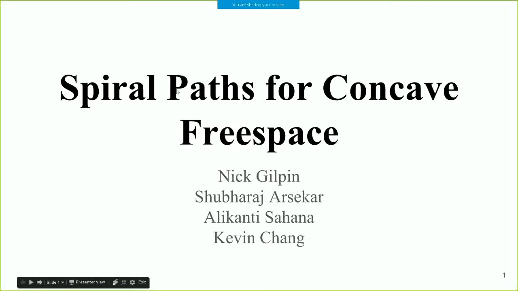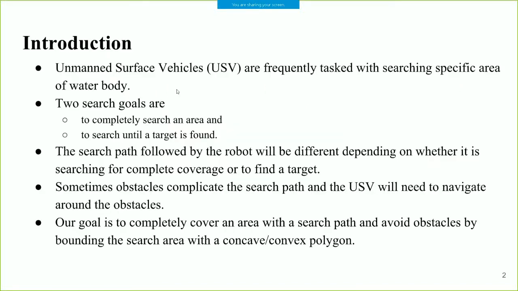Hello everyone, today we are going to present our project for concave free spaces. Unmanned surface vehicles are frequently tasked with searching a specific area in a water body. So there are basically two search goals. One is to completely search an area and the second one is to find a target. So the search paths followed by these two are completely different.